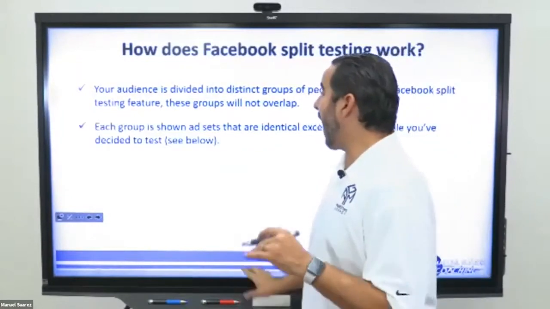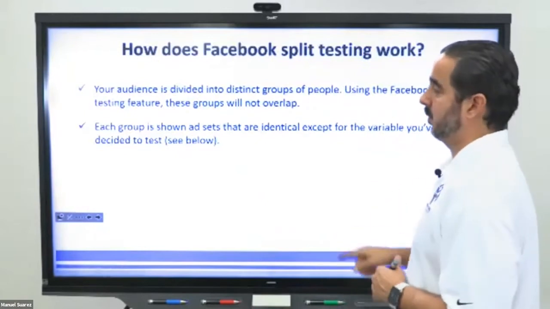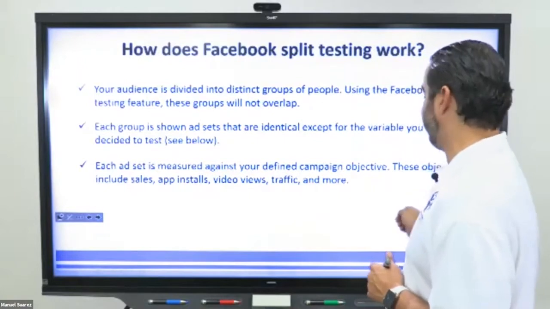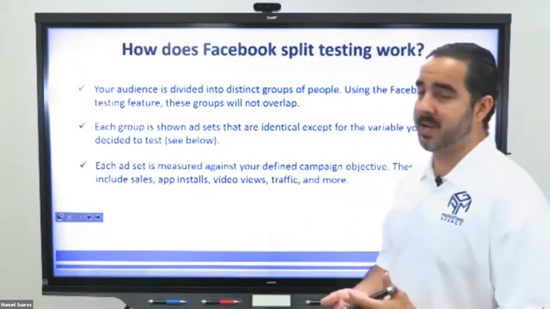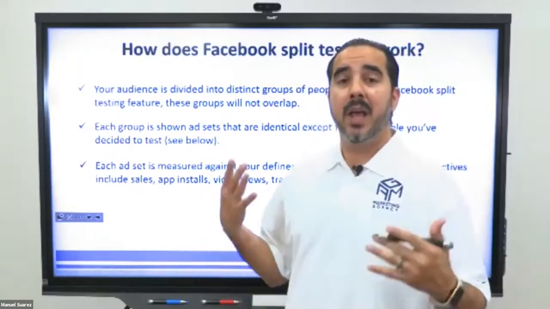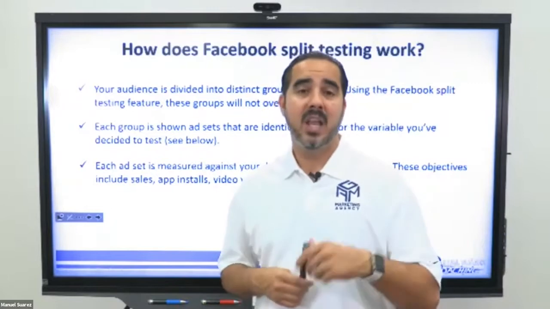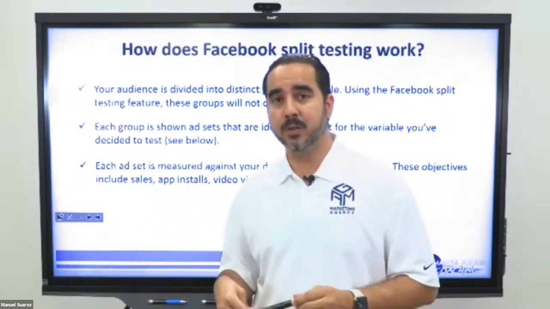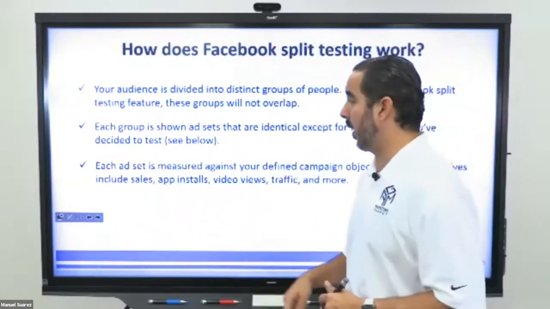Each group is shown ad sets that are identical except for the variable you've decided to test. Each ad set is measured against your defined campaign objective. These objectives include sales, application installs, video views, traffic, and more. So basically, you can generate a split testing campaign for any of the objectives that we have out there. Before, it was limited to only a couple, but now we can actually split test pretty much all the objectives that are available to find out winning campaigns overall.